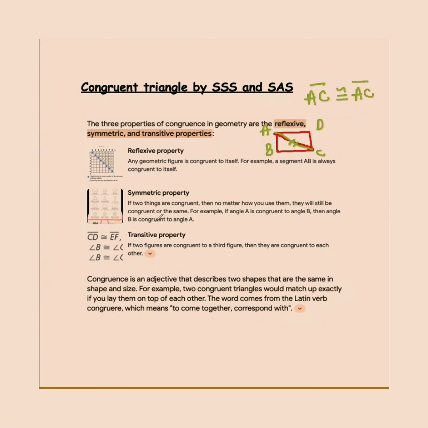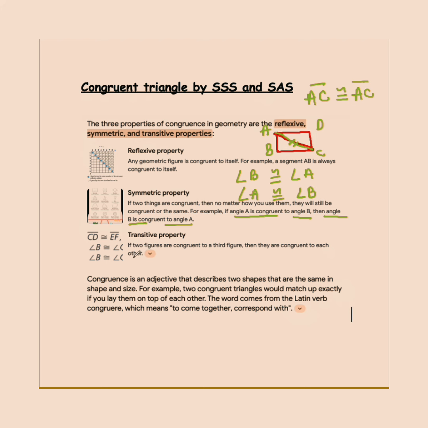Symmetric property: if two things are congruent, then no matter how you use them, they will still be congruent. For example, if angle A is congruent to angle B, then angle B is also congruent to angle A. If angle B is congruent to angle A, then you can use the symmetric property and say that angle A is congruent to angle B.